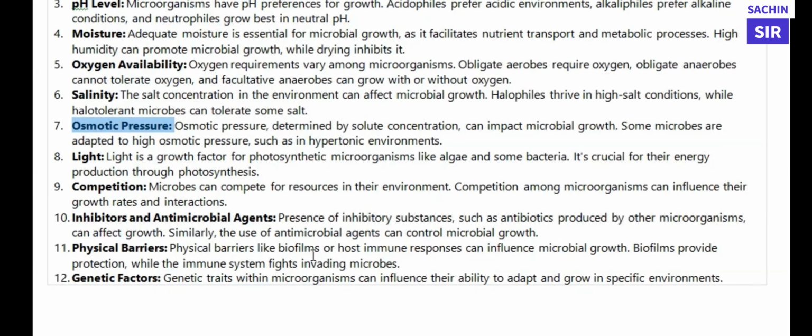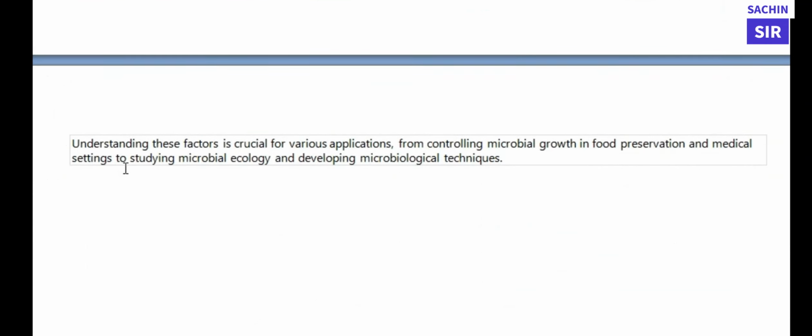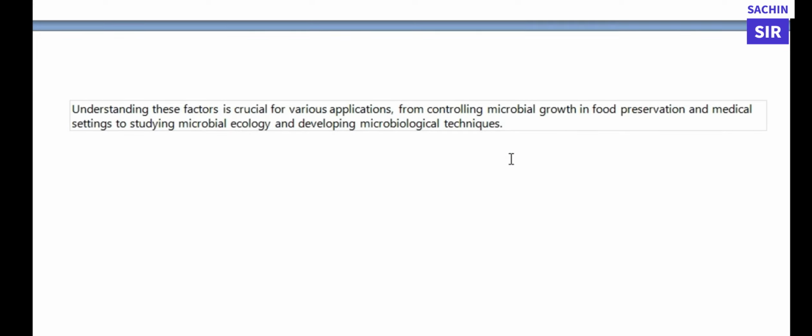Physical barriers. Physical barriers like biofilms or host immune responses can influence microbial growth. Biofilms provide protection, while the immune system fights invading microbes. Genetic factors. Genetic traits within microorganisms can influence their ability to adapt and grow in specific environments. Understanding these factors is crucial for various applications, from controlling microbial growth in food preservation and medical settings to studying microbial ecology and developing microbiological techniques.